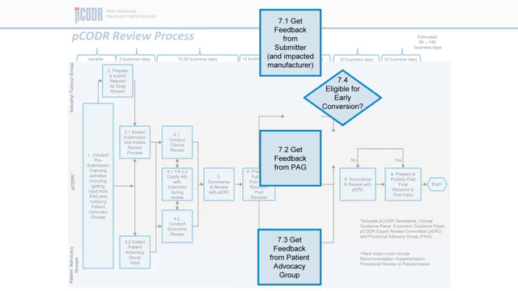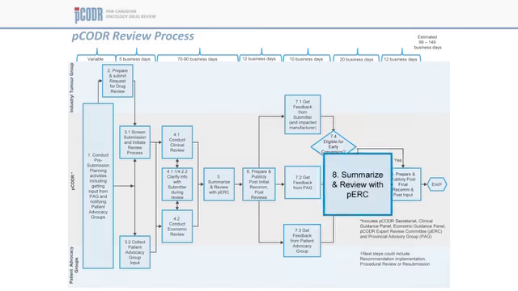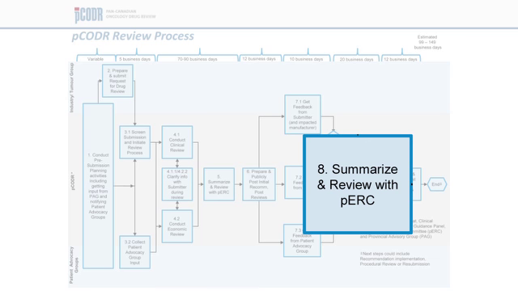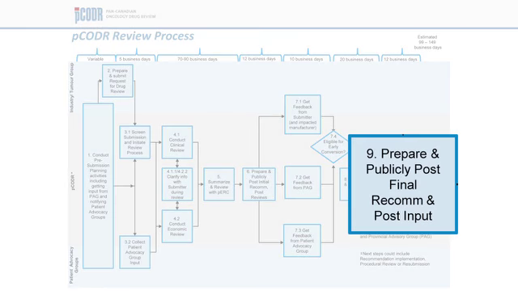Once posted, pCODR gathers feedback on the initial recommendation from the submitter, the Provincial Advisory Group, and patient advocacy groups. Their feedback is given to the Expert Review Committee. They will review the feedback and may decide to change their initial recommendation. By the end of this step, the Expert Review Committee develops a final recommendation. The final recommendation is posted on the pCODR website. All feedback on the initial recommendation is also posted.